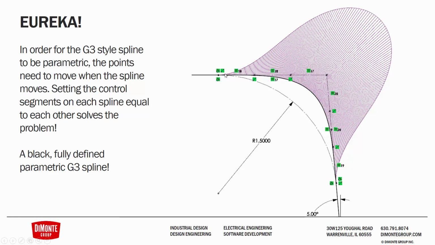So to get that perfect parametric G3 connection between line segments, what we do is set up the relations with the collinear to this line segment and equal, collinear to line segment and equal, and bam, we have a fully defined parametric G3 spline. Everything's black. Things will perfectly update as we make edits to the sketch.